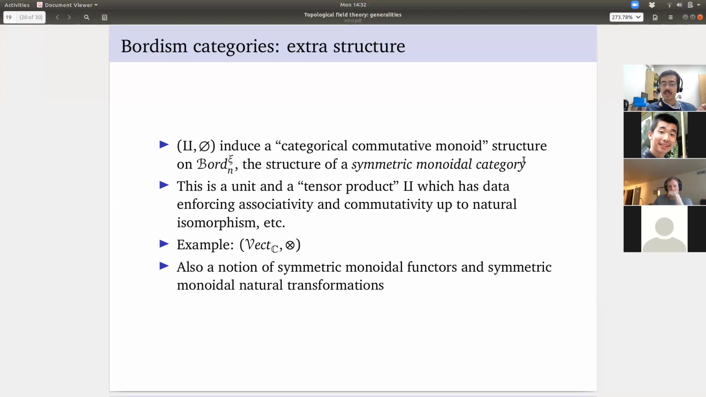For example, complex vector spaces, or any vector spaces, with tensor product. And manifolds up to Bordism with tensor product, which is disjoint union. So the point is the unit is the empty set, and the symmetric monoidal structure is disjoint union. Somewhat like in vector spaces, the unit is C, and the tensor product is tensor product. Likewise, you can come up with notions of symmetric monoidal functors and symmetric monoidal natural transformations, and I will encourage you to read about that in the book. You can think of these as preserving the structure, even though more has to be said. So that's that.